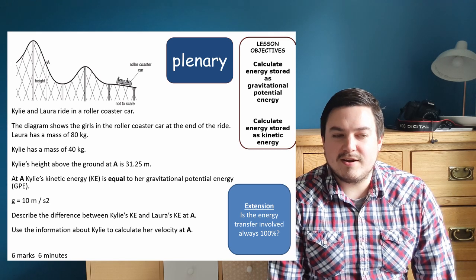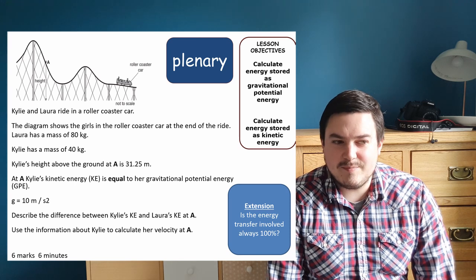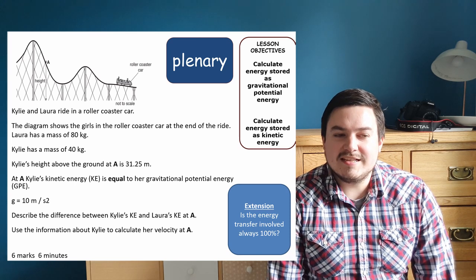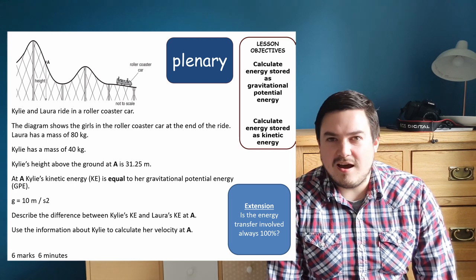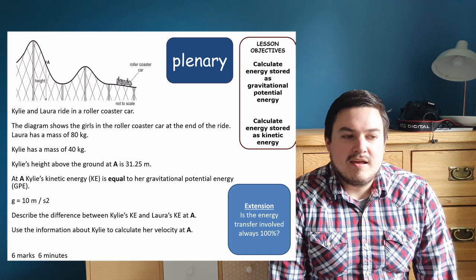Kylie's height above the ground at A is 31.25 meters. Because she's halfway down the slope here, her kinetic energy is equal to her gravitational potential energy. Whatever one is, the other will be the same.